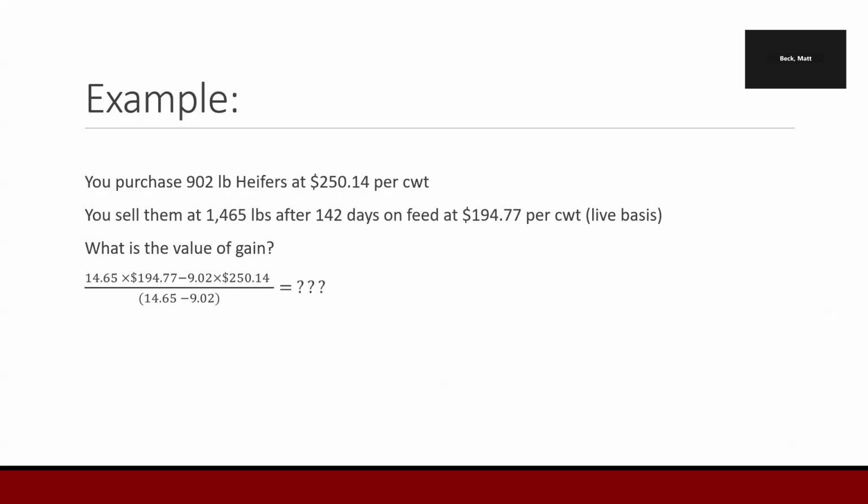Just like you did last, right? We have our sell weight, and so that's 14.65, because that's 14.65 hundredweights times dollars per hundredweight, minus our purchase weight, 9.02, because that's 9.02 hundredweights times our purchase price, dollars per hundredweight, divided by total weight gain, so 14.65 minus 9.02. Does anyone want to try that real quick? What does that math come out to?